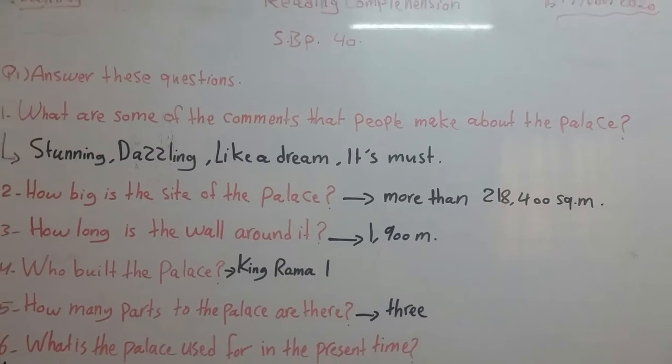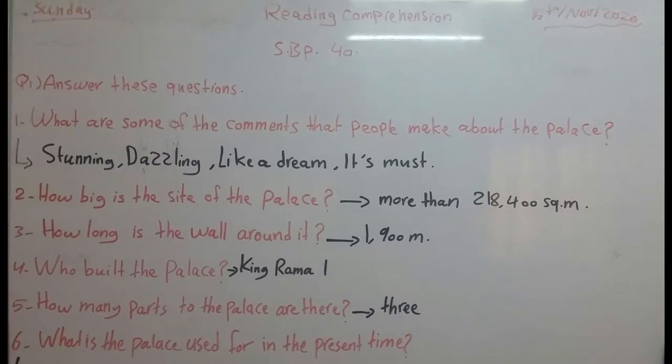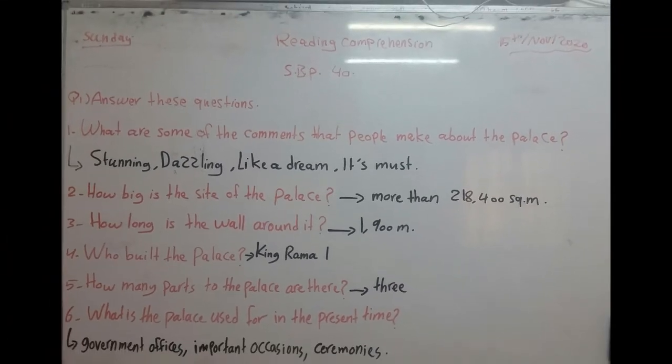Number 5. How many parts to the palace are there? 3 parts. And what are the parts? They are the inner court, the central court, and the outer court. Number 6. What is the palace used for in the present time? It's used for government offices, important occasions, and ceremonies.